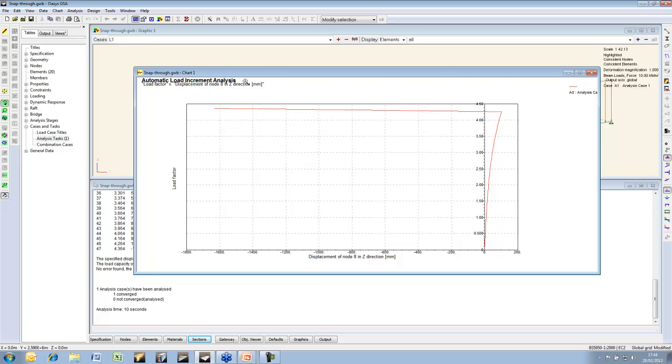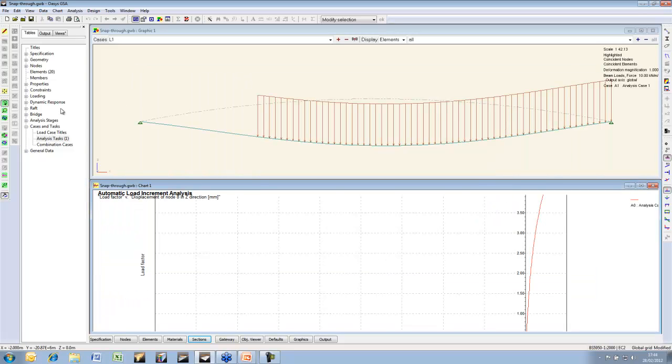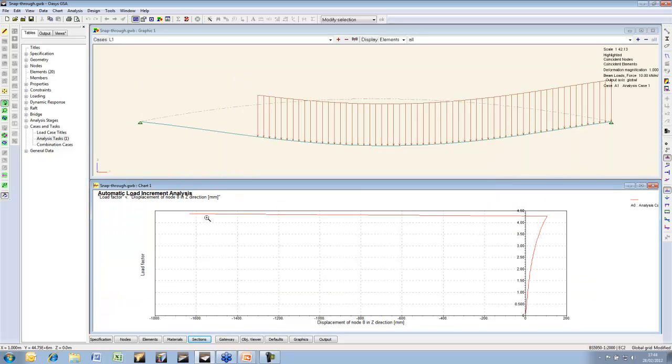Now if we had allowed this analysis to continue on from here, you see this load displacement graph would then go on an almost vertical line up from this point, because this has become a change from a compression only structure to a tension only structure.